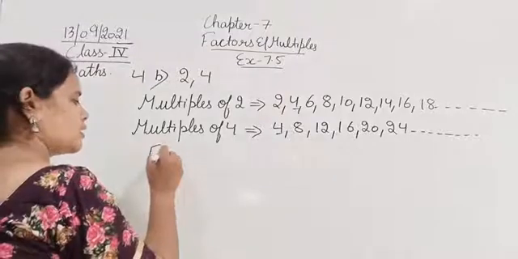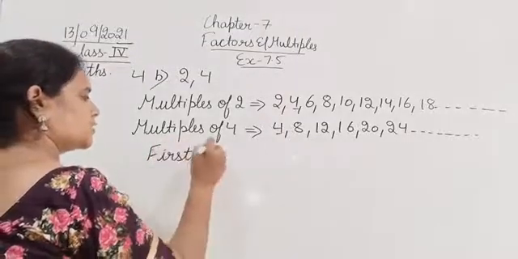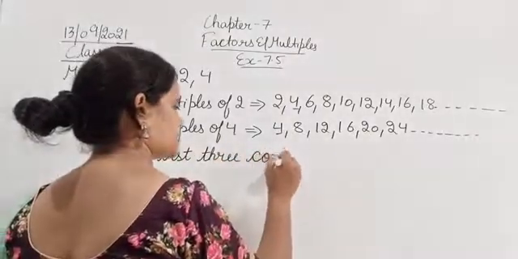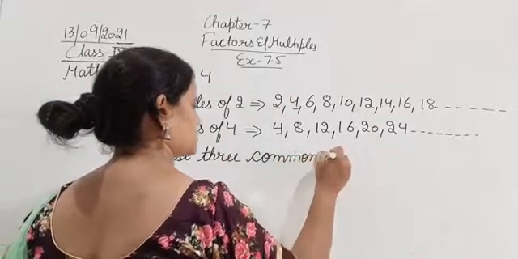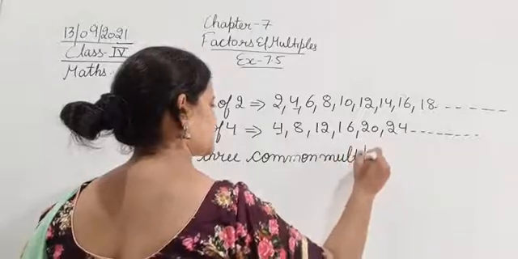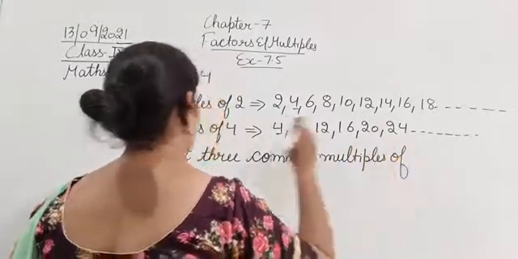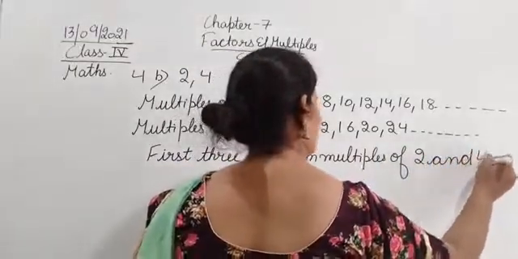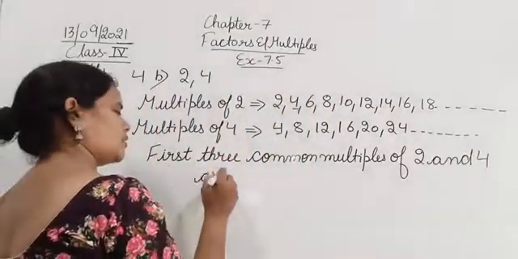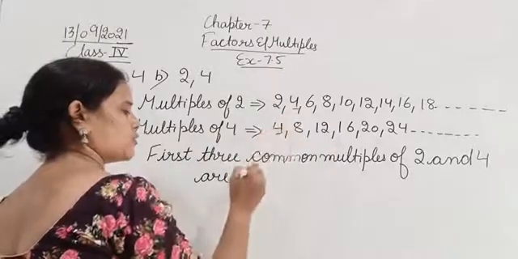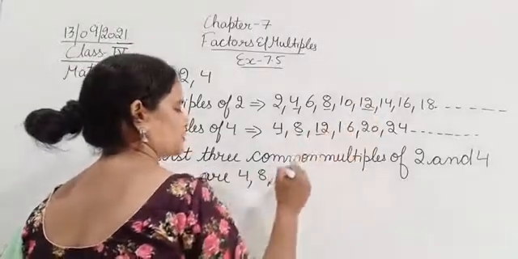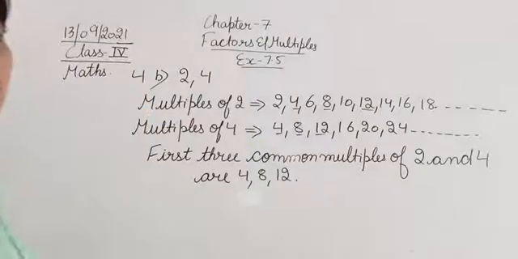So write down: the first 3 common multiples of 2 and 4 are 4, then 8 and then 12.